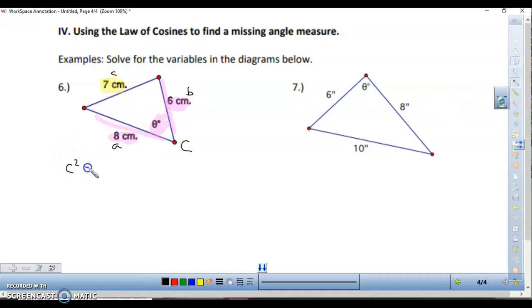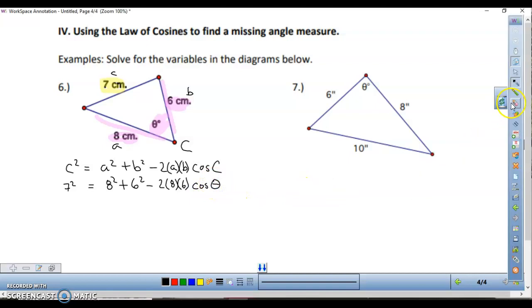You get c squared equals a squared plus b squared minus 2ab times the cosine of c. All right, so I'm just going to plug in 7 for c, because this is the side all by itself, not part of the side angle side stuff over here. So 7 squared equals 8 squared plus 6 squared minus 2 times 8 times 6 times the cosine of theta.